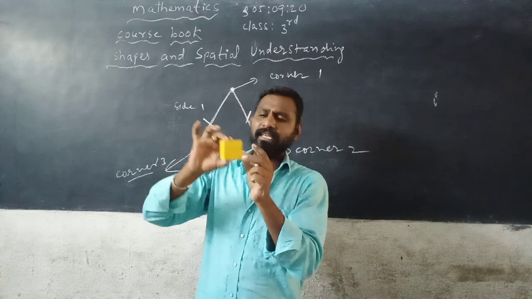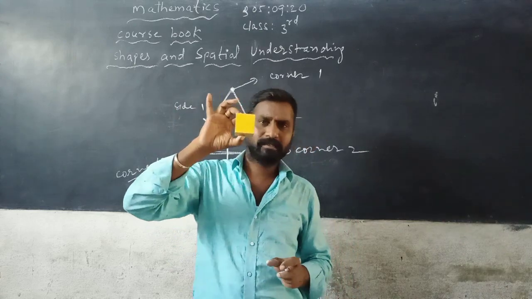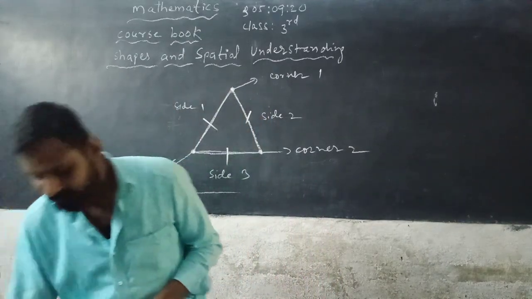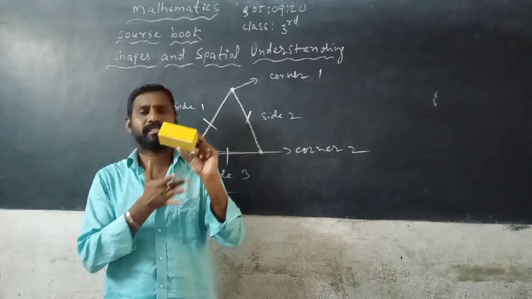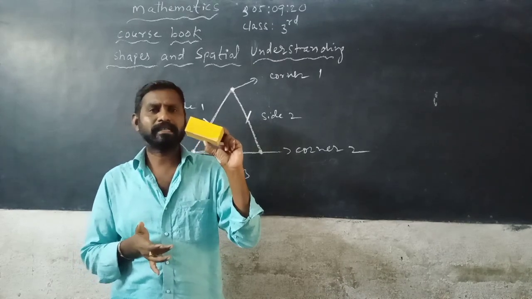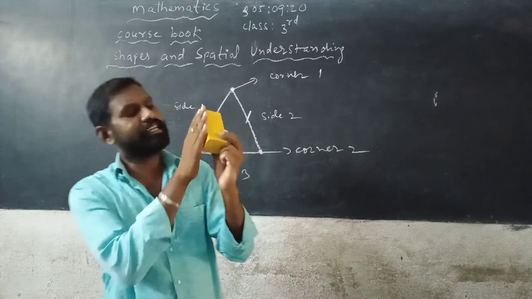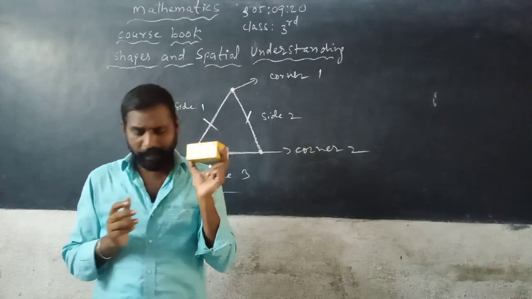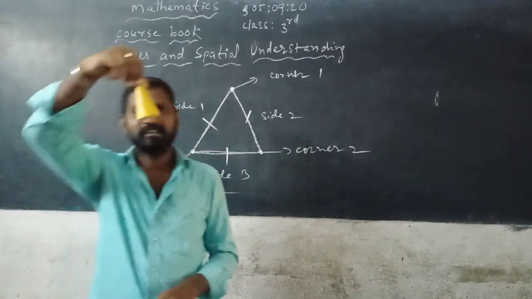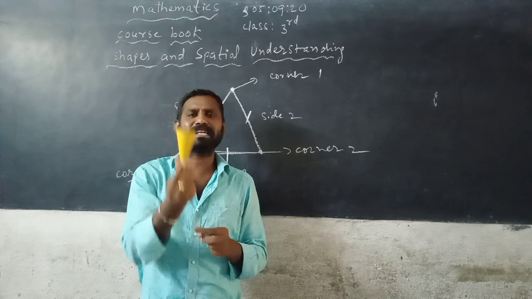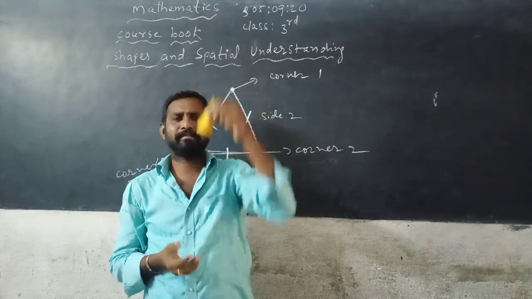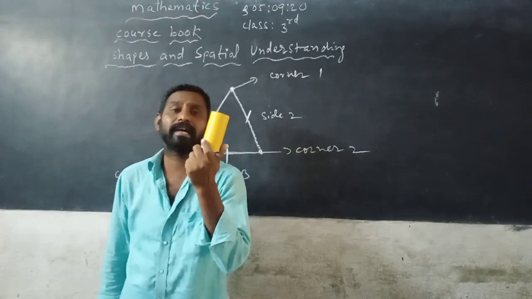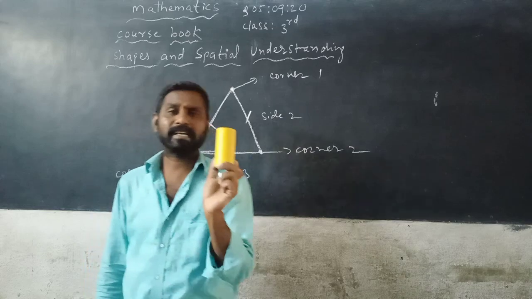Cube is in the shape of a square. So it is called as cube. Now next, this is cuboid. Cuboid is in the shape of a rectangle. So this is called as cuboid. Now next, this is cone. Everybody knows ice cream cone, Christmas cap. So this is cone. Now next, this is cylinder. What is this? This is cylinder.